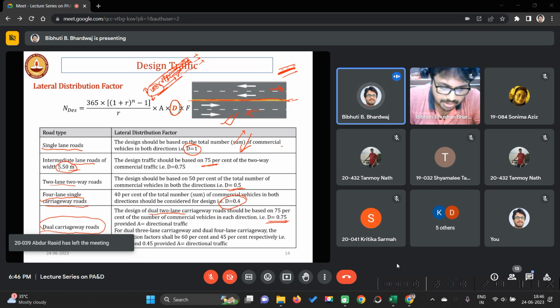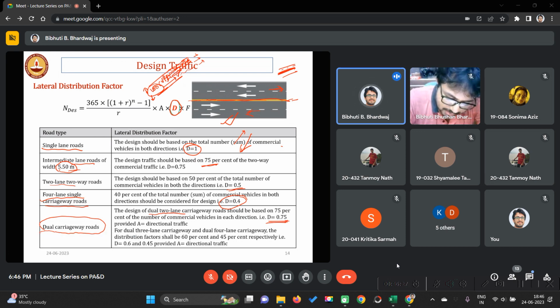Okay, D will be 0.75. That means whatever traffic you are considering here, for that also you need to consider 0.75 or 75% only. You may ask why not 50%, because it will be divided equally here. But generally it is seen that in cars and all, the vehicles will always try to be on the inner lane.